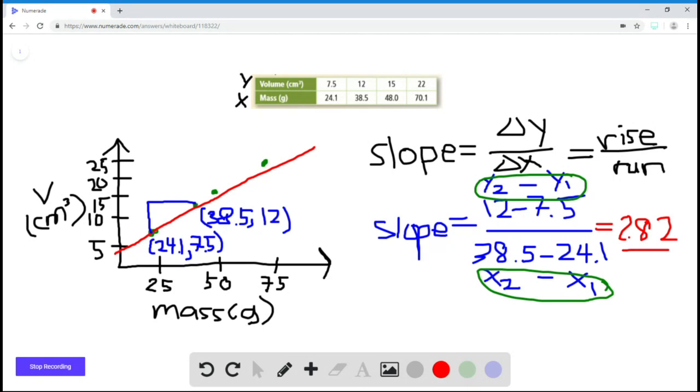So again, if the question doesn't specify which is your y-axis and which is your x-axis, it doesn't really matter which one you put where, though if it mentions mass first, like this problem, it's probably helpful to put your mass on your x-axis. Then you want to plot your points. Your red line is your line of best fit, which is also your slope. And so your slope is going to be defined by your rise over run, and in this case your slope is 2.82.